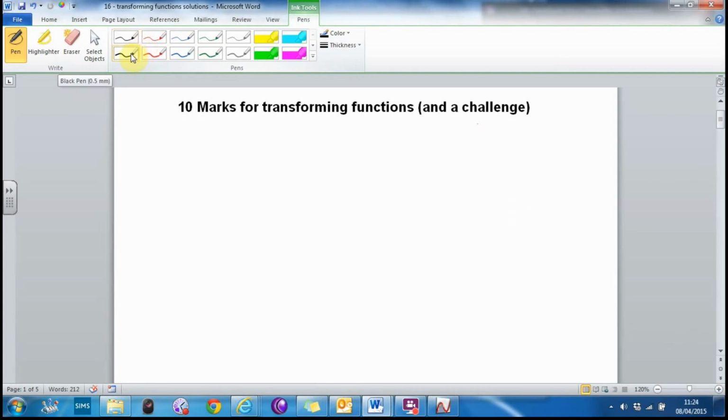Welcome to the solutions for the transformation worksheet. Before I start these, I'm just going to have a quick overview of the transformations because people get very confused about them. It's pretty straightforward. At GCSE there are two types of transformation.